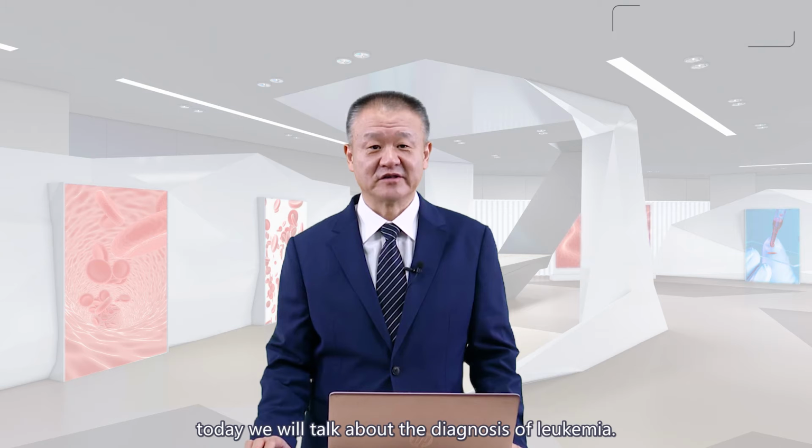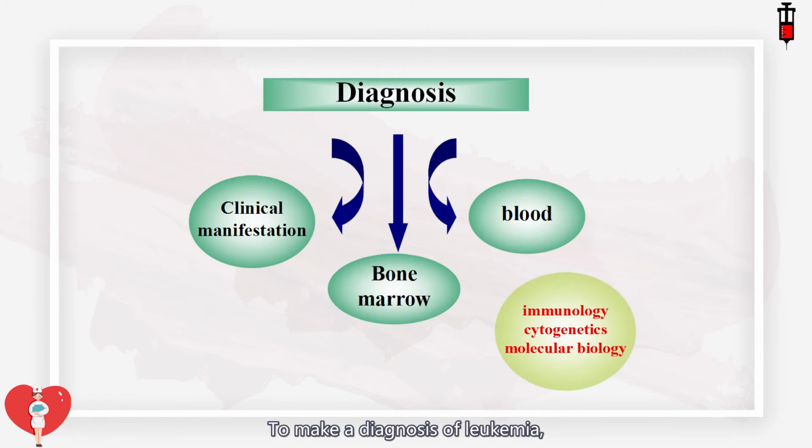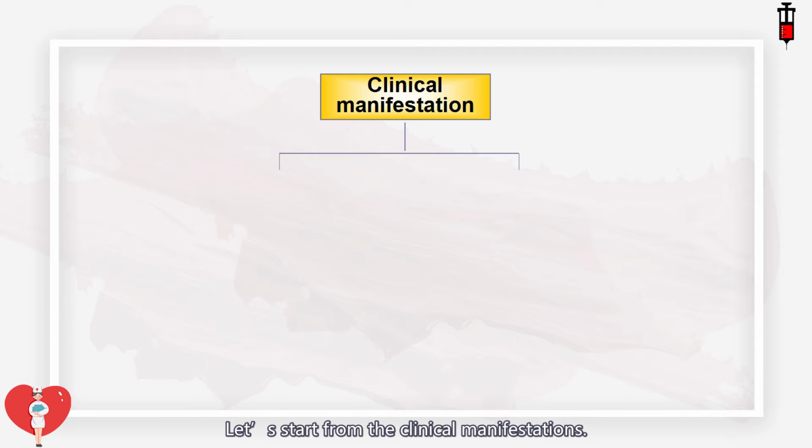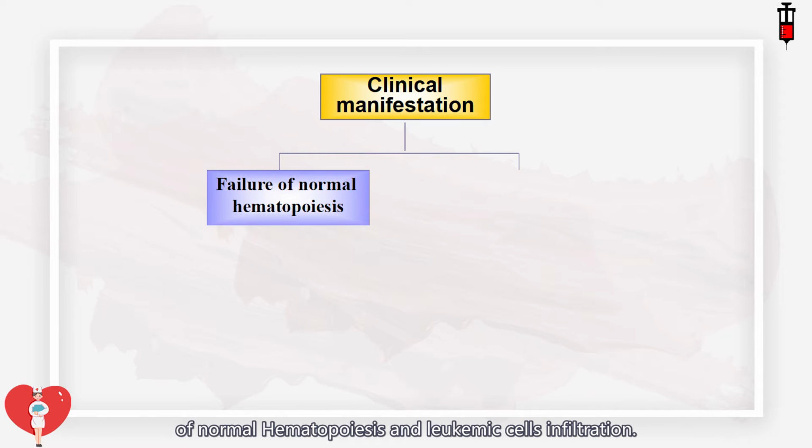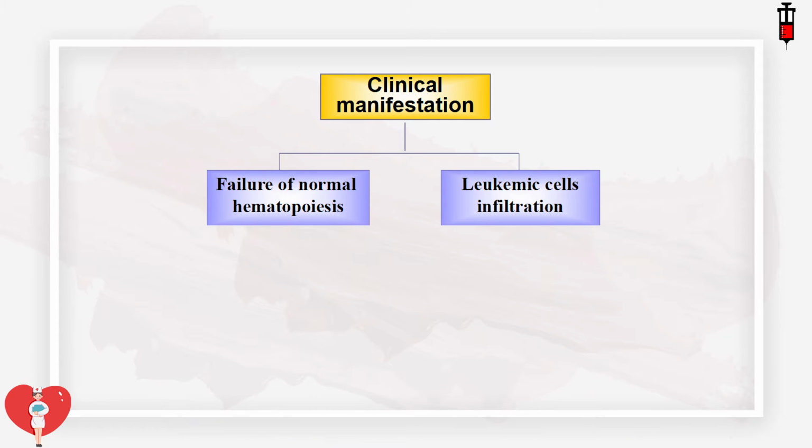Hello everyone. Today we'll talk about the diagnosis of leukemia. To make a diagnosis of leukemia, we have to consider the clinical manifestations, the bone marrow, and also the blood examinations. Let's start from the clinical manifestation. The clinical manifestations of leukemia are caused by failure of normal hematopoiesis and leukemic cell infiltration.